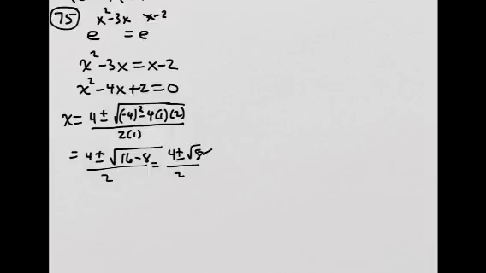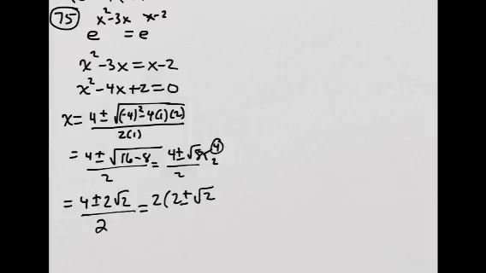And so square root of 8, remember, is 4 times 2, so that 4 comes out as a 2, like that. And I can factor out a 2, and that cancels that. So x is 2 plus or minus square root of 2.